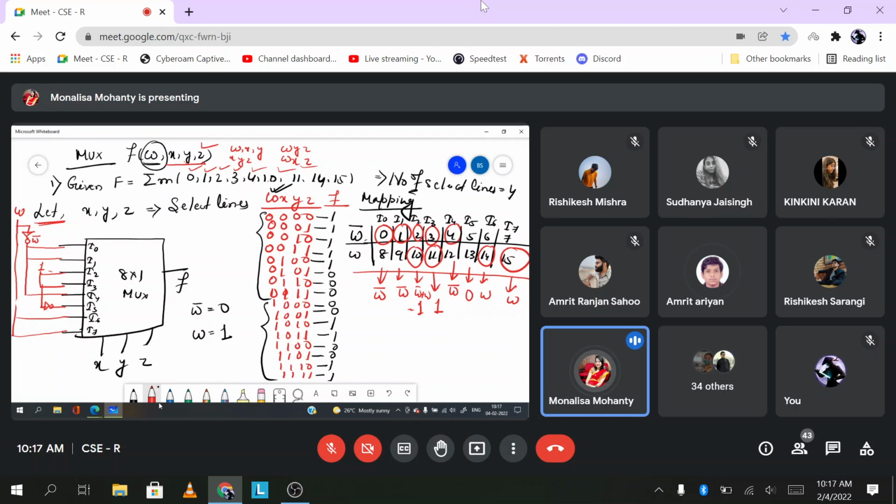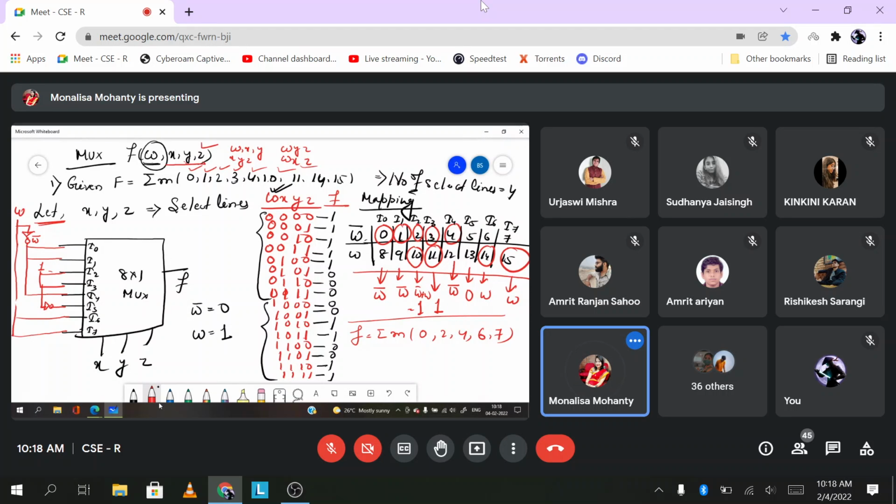Ma'am, in that case, answers will be different. Yes, tell me. Ma'am, in an MCQ this type cannot happen. No, we have given. And how have we given? Not 16 values, but for example, f is equal to summation of the minterms 0, 2, 4, 6, 7.